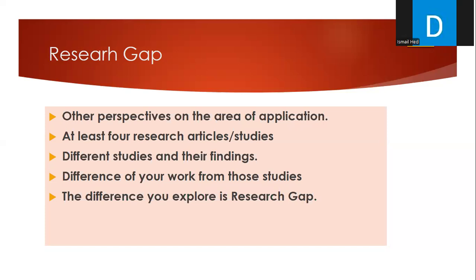So at least 4 research articles, different studies and their findings would be made part of the literature review, and you are then going to differentiate how your work is different from those already stated studies, and that difference is going to tell you how you can follow a new way or a new thing, which is called the research gap. So it is important to write this heading and follow this heading in your research work.